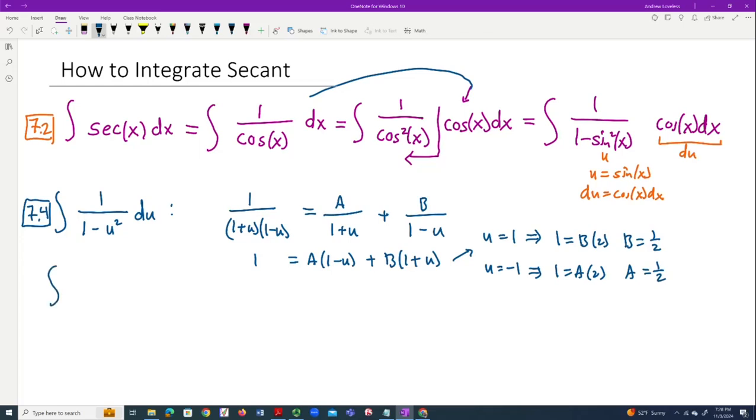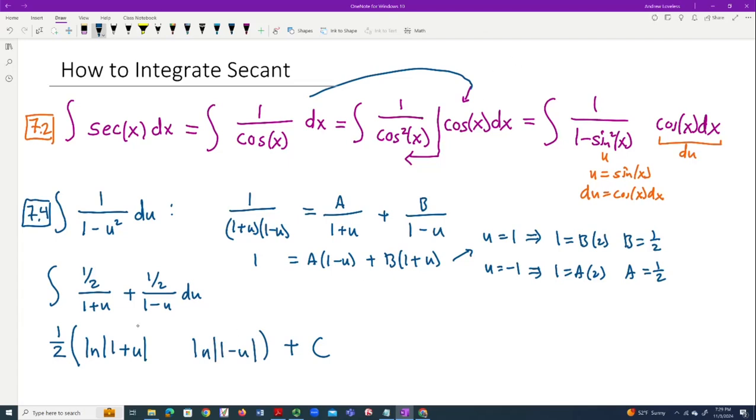We write a half over 1 plus u, plus a half over 1 minus u. That's really it. At this point, we're essentially done with the integral, so I'm going to write 1/2. In fact, let's factor out the half, and then we're going to write log. There is one place that's very easy to make a mistake, which is right here.